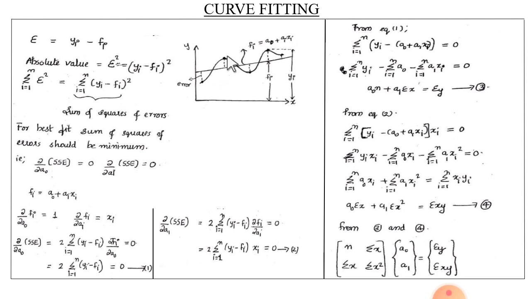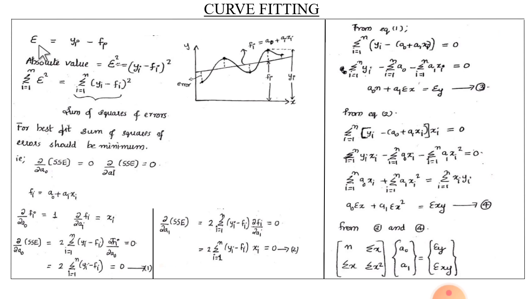Here this change is called as what? Error. So this ultimate point is taken as yi, and the point up to this limit is taken as fi. Therefore error means what? Error will be the difference between these two. So this is the error, that is how much it is deviated, that is what is shown here.